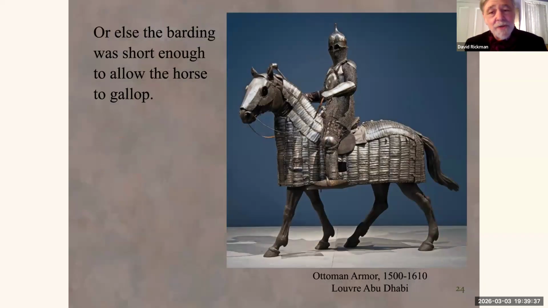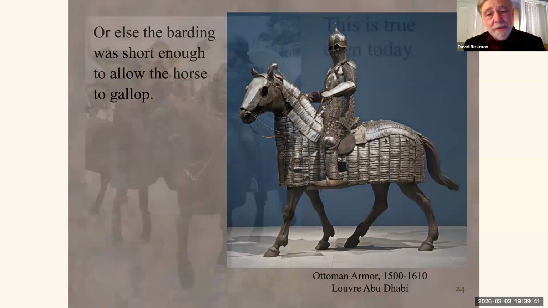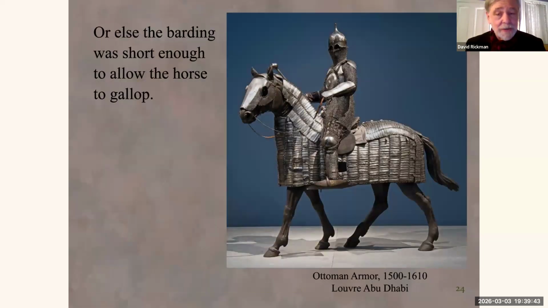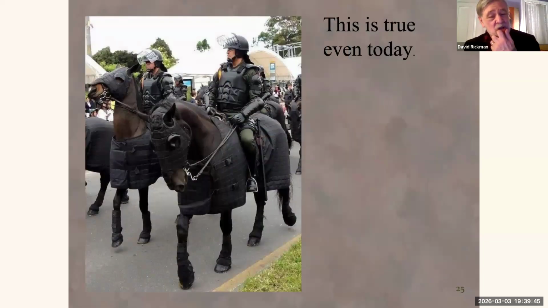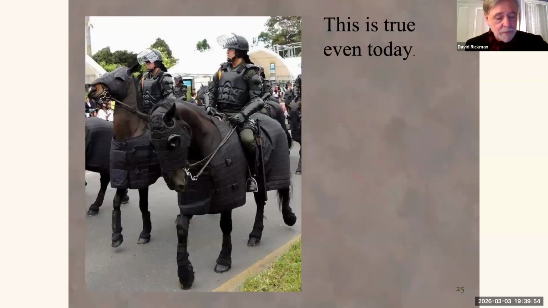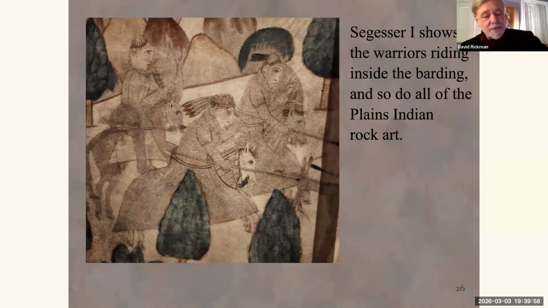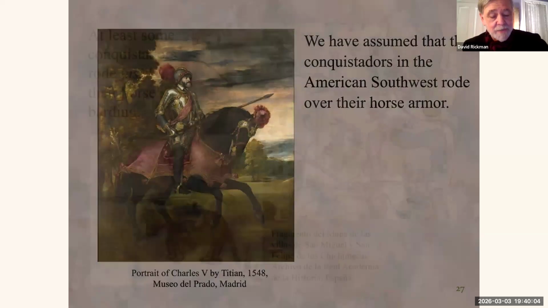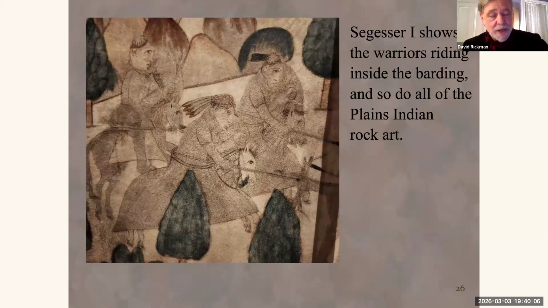The other option, in order to allow the horse to be able to run while armored, is to make it short so that it doesn't interfere with the legs at all. These rules, openings on the sides in this case, still apply today, as you can see from these riot police from South America. But Segesser 1 shows the warriors riding inside the barding, and so do all of the Plains Indian rock art. This does seem odd, but it isn't without precedent.